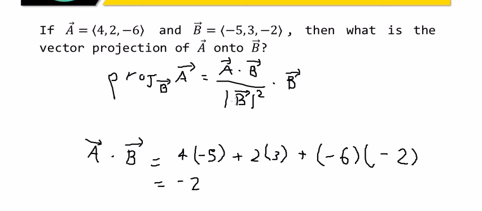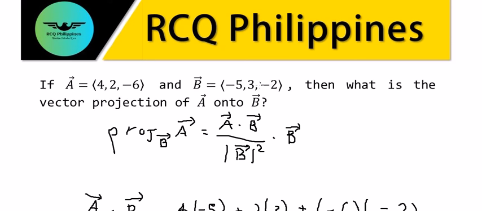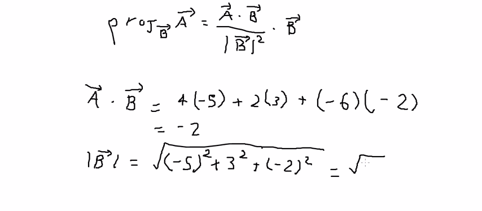Now the absolute value of vector B with the square in here. So that should be like this. We have the square root, and we have negative 5 squared, 3 squared, and negative 2 squared, and we got the final answer. That is the square root of 38.